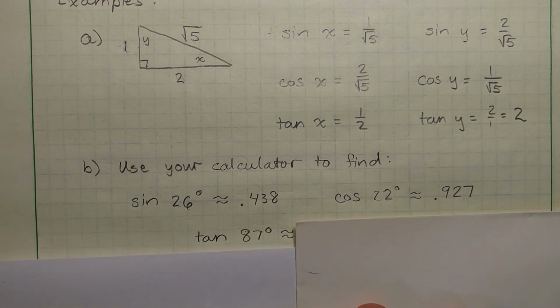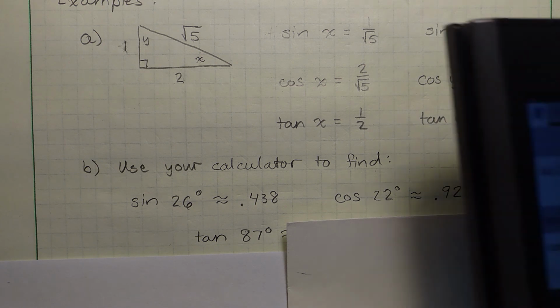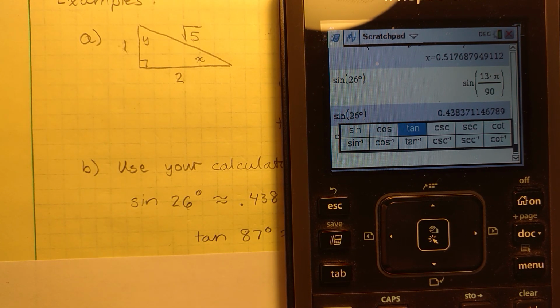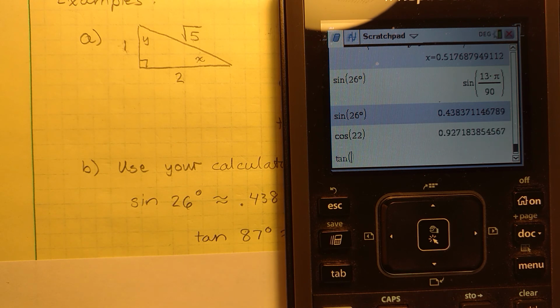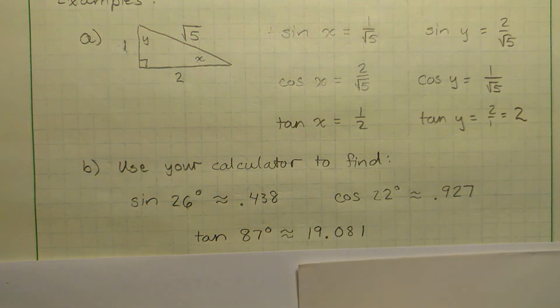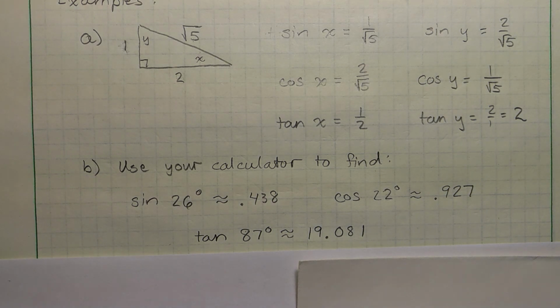Final one, tangent of 87 degrees. For this one, I'll hit my trig menu again, but I have to hit it 3 times to get to tangent. Put in the 87, and I get 19.081. It's that simple, that's straightforward.